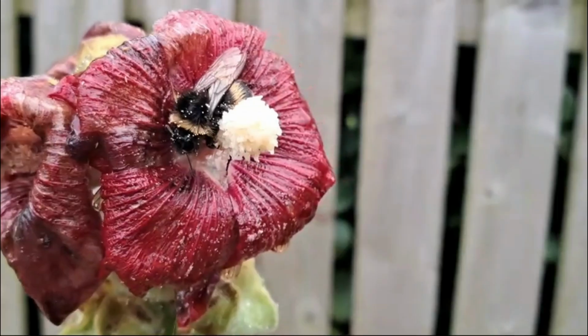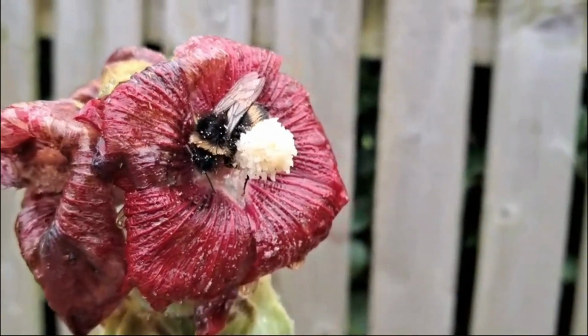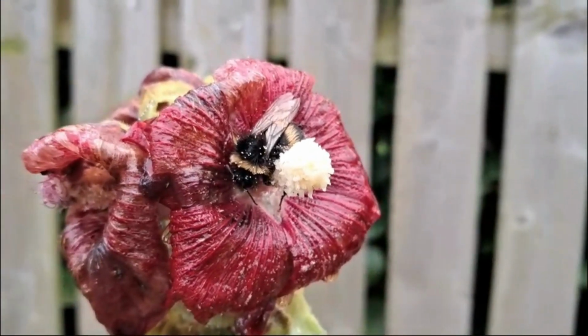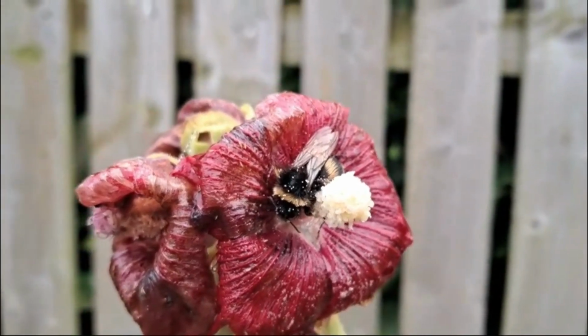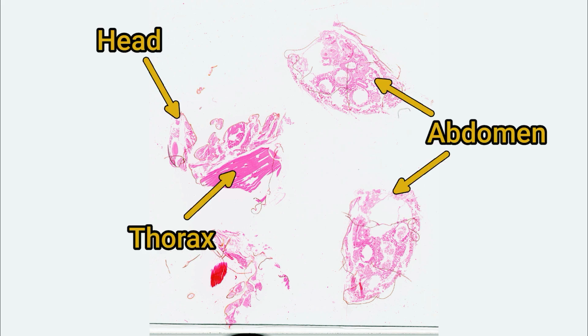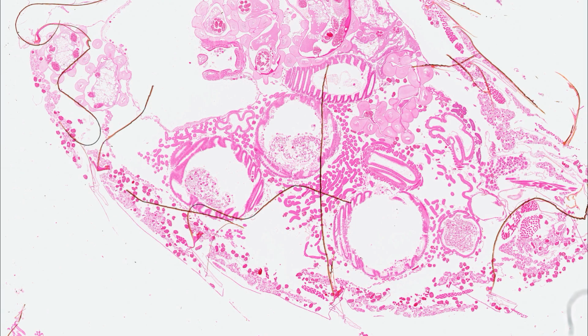Today I wanted to share with you a slide that I made a few years ago from a bumblebee. I found the bumblebee walking around on the ground and unable to fly. It wasn't looking too well, so I collected it and euthanized it. You can see the bumblebee's thorax and head over here, and then two sections of the abdomen. I just want to focus on the abdomen for now.